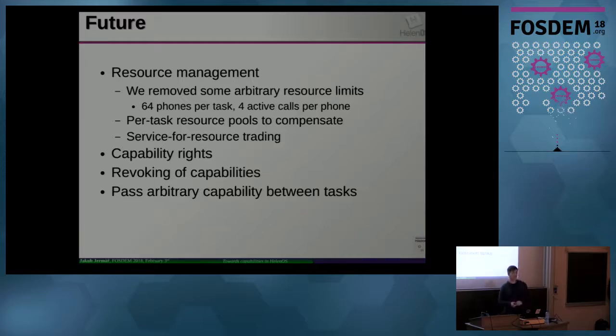A similar situation is that I removed a limit which was there for the number of unanswered calls sent over one phone. In the old HelenOS, it wasn't possible to send more than four. If you sent the fifth, the kernel would block such an attempt. Because this was contributing to some hard to debug deadlocks, I removed it and decided that we can defer the problem to the resource allocator. If each task has some resource pool, these limits can be enforced by virtue of the task running out of its resource pool. So a task will be allowed to have as many active calls or as many capabilities as its memory allows it to have.